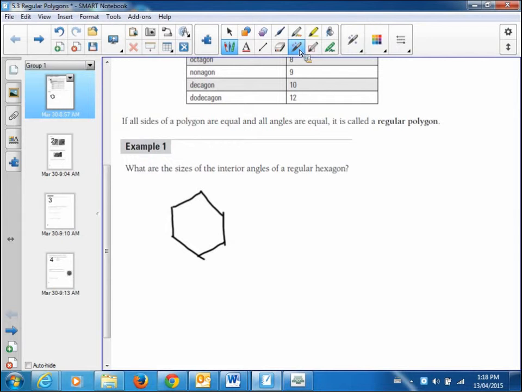Think about this. The easiest way, maybe I'll use a different color here, would be to join all the opposite angles and make a whole bunch of triangles. If there's 6 sides, make 6 triangles. Now this is a thinking step. And what do you know about one triangle? What do all the angles add up to in a triangle?